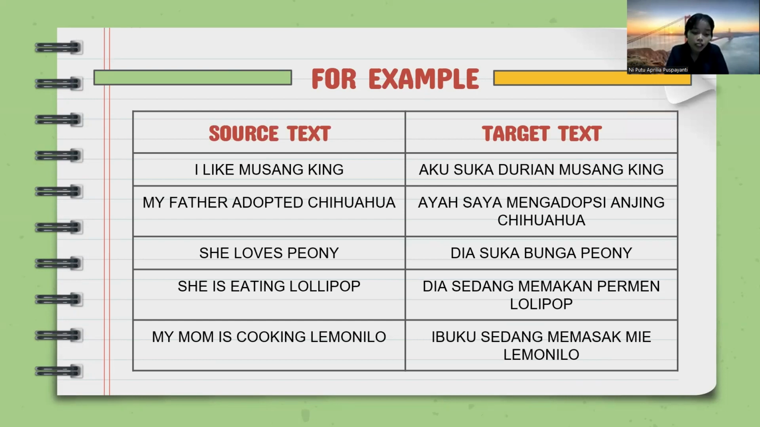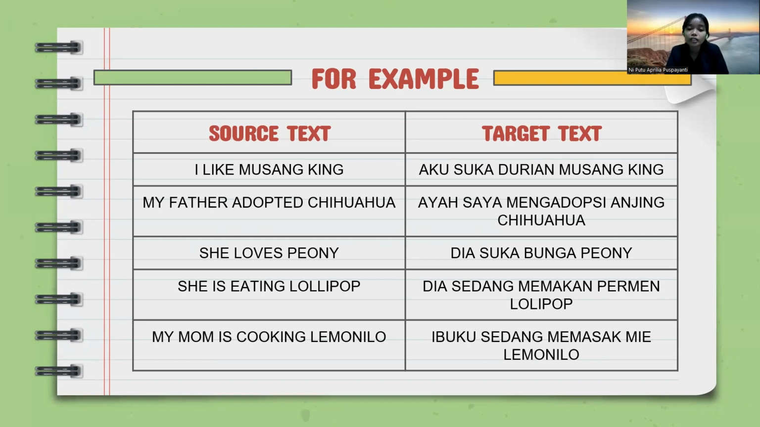Number 3 is she loves peony, and the target text is dia suka bunga peony. Number 4 is she's eating lollipop, and the target text is dia sedang memakan permen lollipop. And the last one is my mom is cooking lemonilo, and the target text is ibuku sedang memasak mie lemonilo.